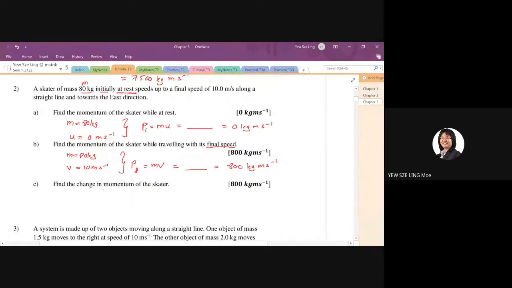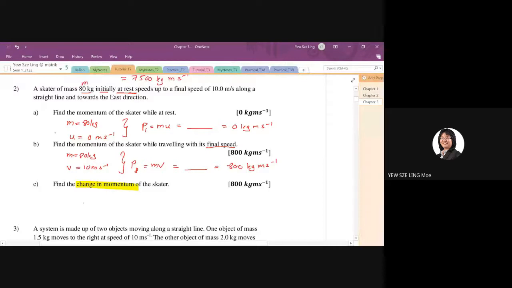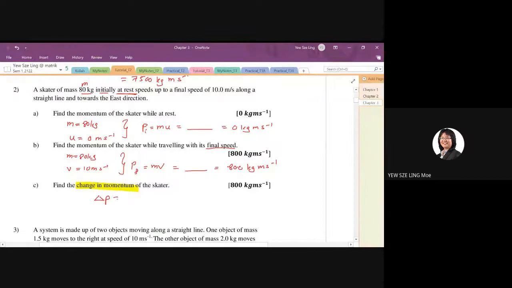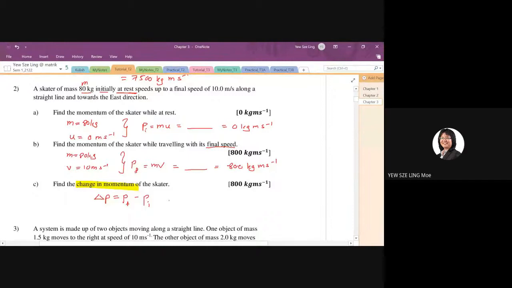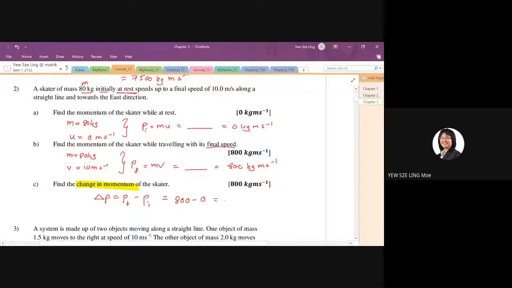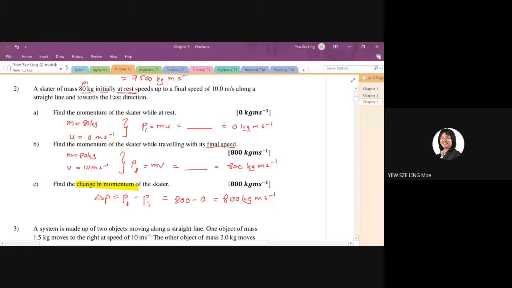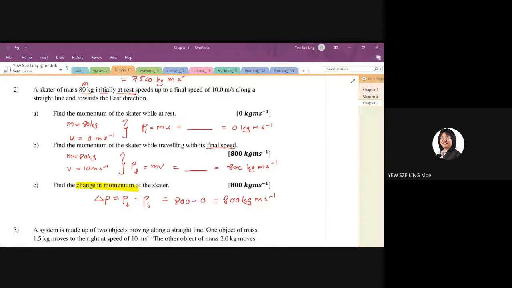Find the change. When the question mentions the term change in momentum, what does it mean? It means it wants final minus initial. So delta p equals p final minus p initial, which equals 800 minus 0, which equals 800 kg m s^-1. Remember, for change, it should be final minus initial. You don't use initial minus final. So when you have change, it is final minus initial.